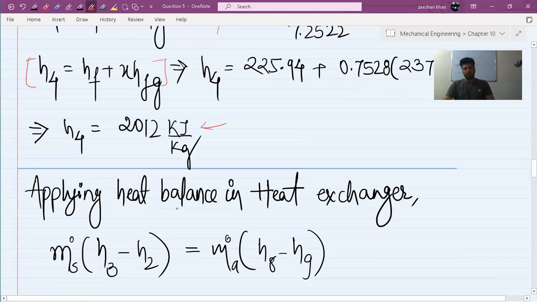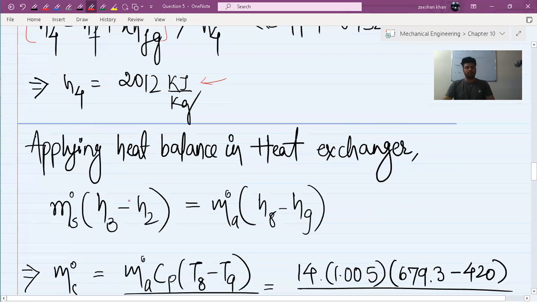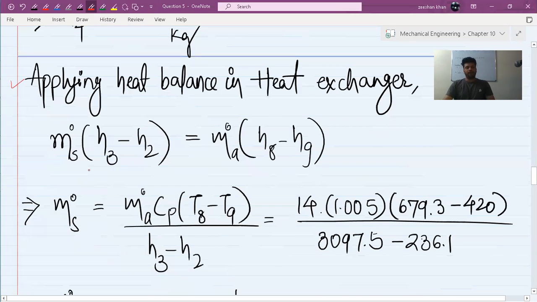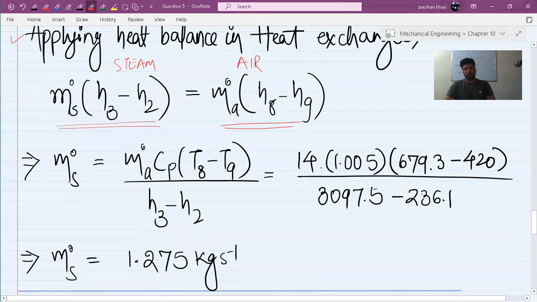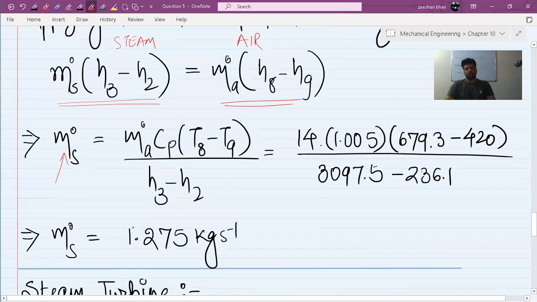See, again, I'm following my old pattern of calculating enthalpies at various states, and again applying the heat balance in the heat exchanger. So this was the amount of heat we extracted from air, and this was the amount that the steam is going to receive. So this is the steam end, and this is the air end. The mass flow rate of steam can be calculated using this expression right here. So it comes out to be 1.275 kilogram per second.